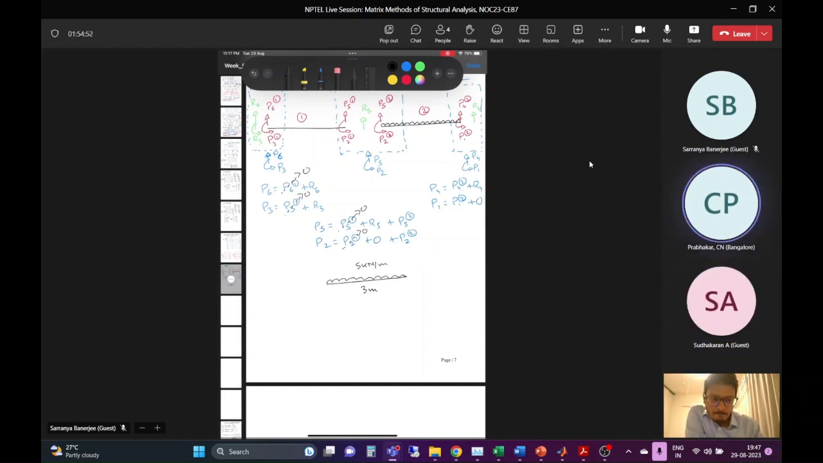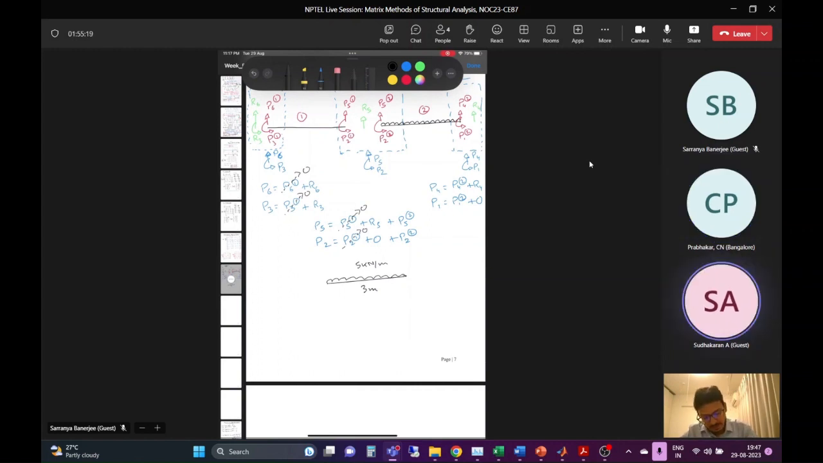Direction will be positive. P3 is positive, anti-clockwise. Forget the notations now. You just tell that in the left joint, it is positive, anti-clockwise moment.